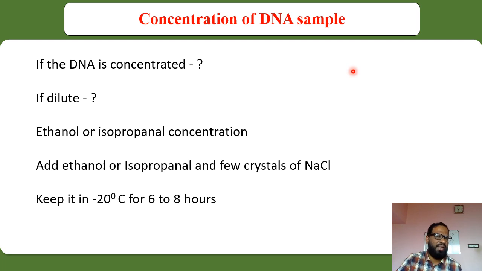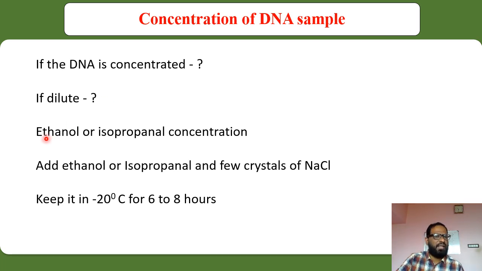No need of any machine, nothing is required. Just by observing the viscosity in the tube itself, you can judge whether the DNA is concentrated or diluted. If the DNA is concentrated, there is no need for any concentration step, and if the DNA is dilute, then you have to go for a concentration step. And how we do the concentration, this is called the ethanol precipitation.